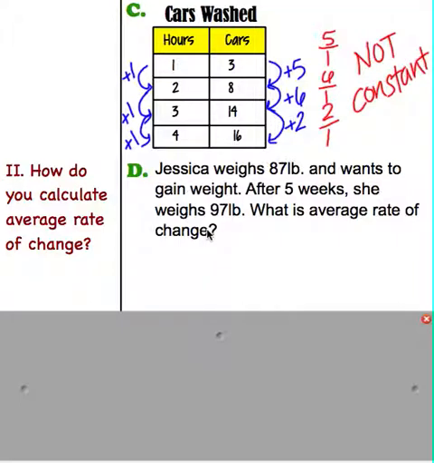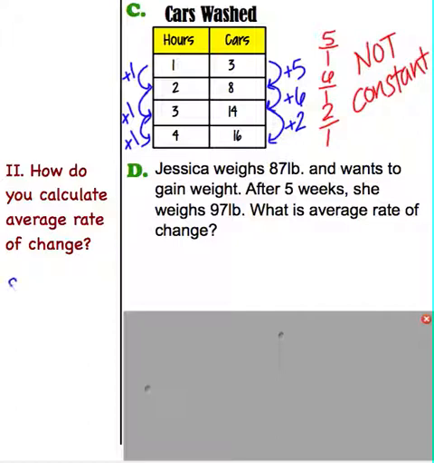The second type of problem we're going to see in this lesson today is when we have to calculate average rate of change. So our problem here is that Jessica weighs 87 pounds and wants to gain weight. After 5 weeks, she weighs 97 pounds, and I want to know what is the average rate of change. I didn't nicely put in these steps this time, so we're going to have to add these in.